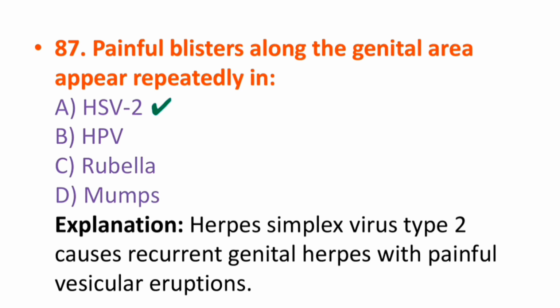Painful blisters along the genital area appear repeatedly. Option A, HSV-2; option B, HPV; option C, rubella; option D, mumps. The correct answer is option A. Herpes simplex virus type 2 causes recurrent genital herpes with painful vesicular eruptions.